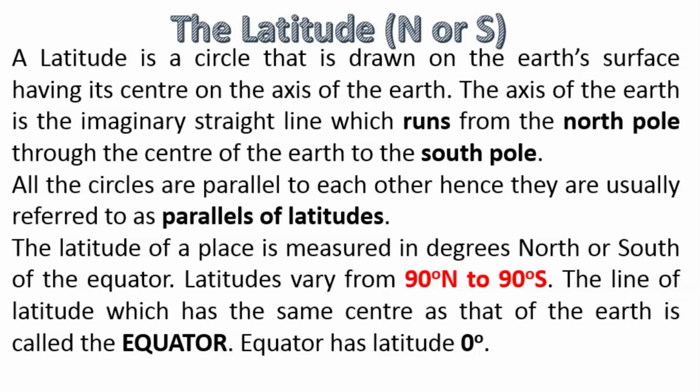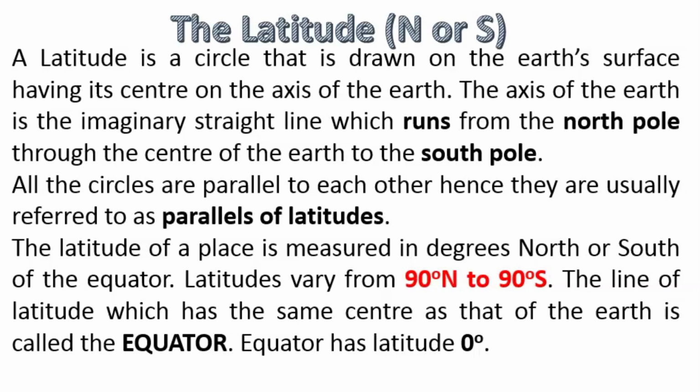The latitude of a place is measured in degrees north or south of the equator. Latitudes vary from 90 degrees north to 90 degrees south. What that means is that the maximum angle of latitude you can have is 90 degrees. So you cannot have a latitude of 92 or 91. No, the maximum you can have is 90 degrees. So we have 90 degrees to the north and 90 degrees to the south.